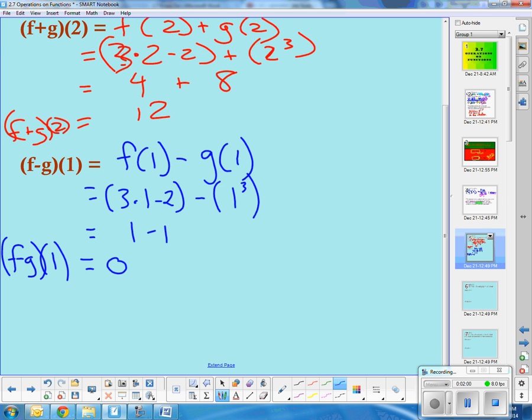By the way, a little note, just to make a connection. That is going to be a point where x is equal to 1, y is equal to 0. That, for us, is an x-intercept, one of our important points whenever we're working with functions.